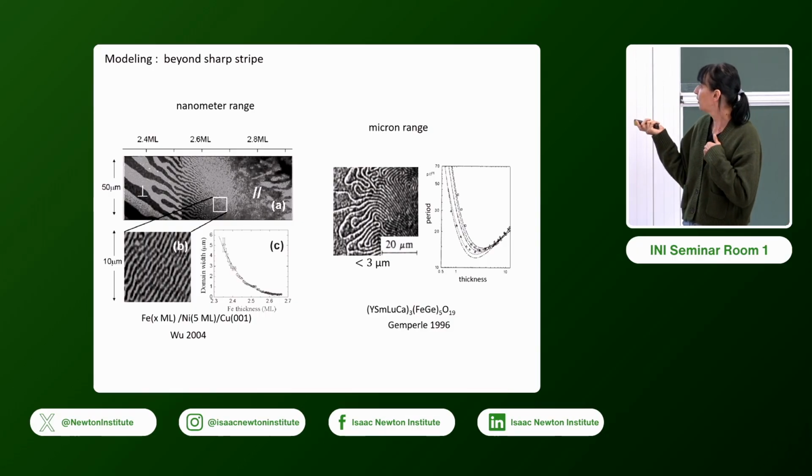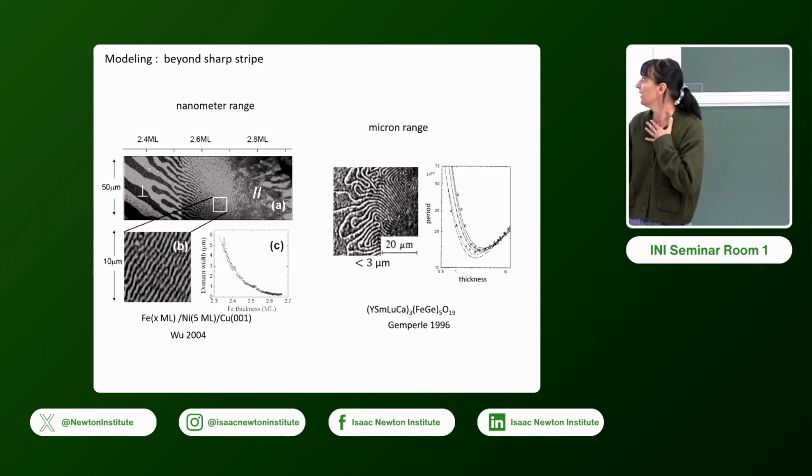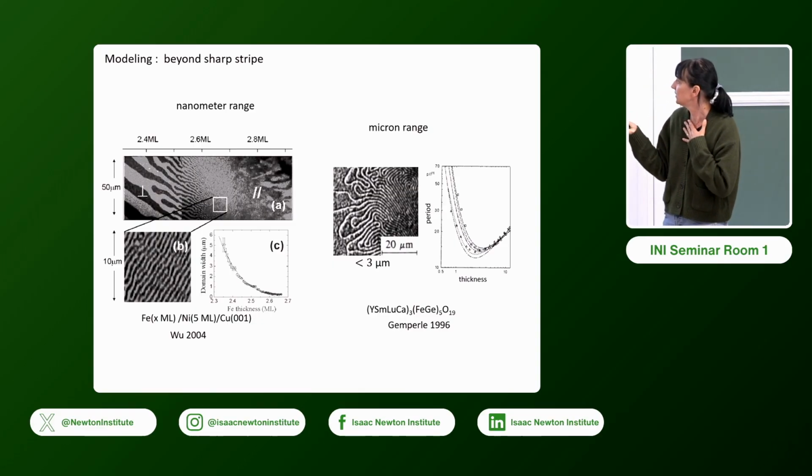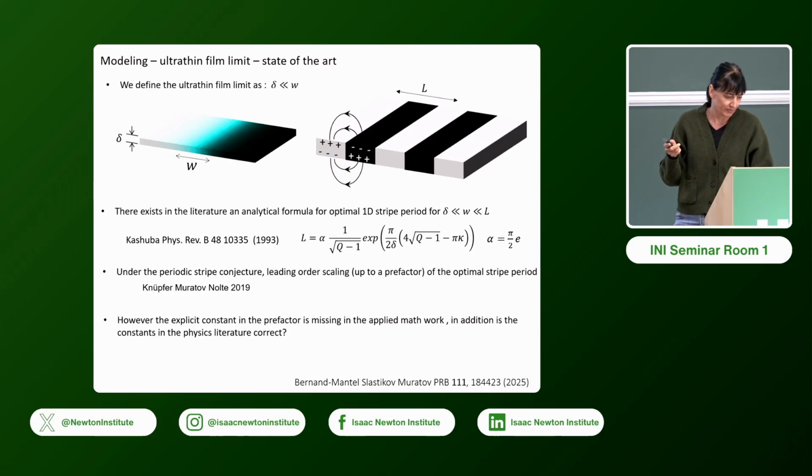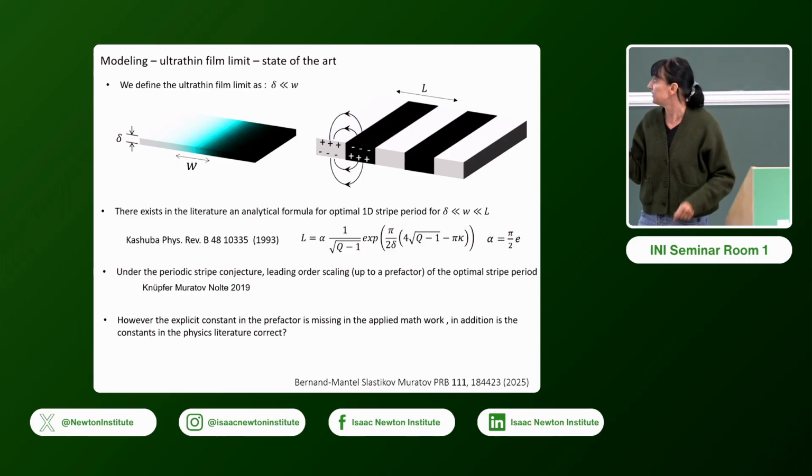people started to be able to make wedges of a few monoatomic layers. And here you can see that the thickness of the iron layer is varied between 2.4 monolayers to 2.8 monolayers. And we see this very fast exponential increase. And this is happening in the nanometer range. So somehow we have this double exponential variation, and we also have to derive a model specific for that.